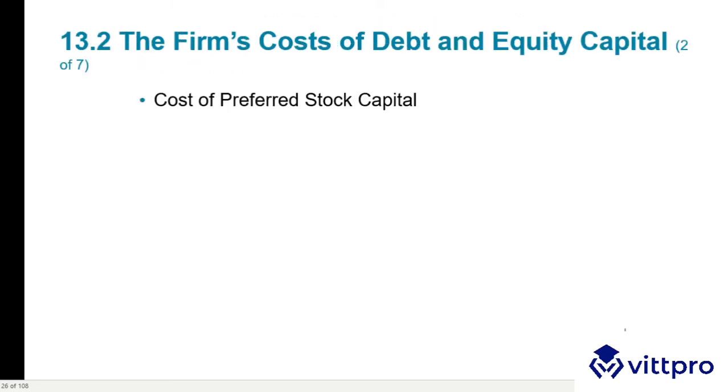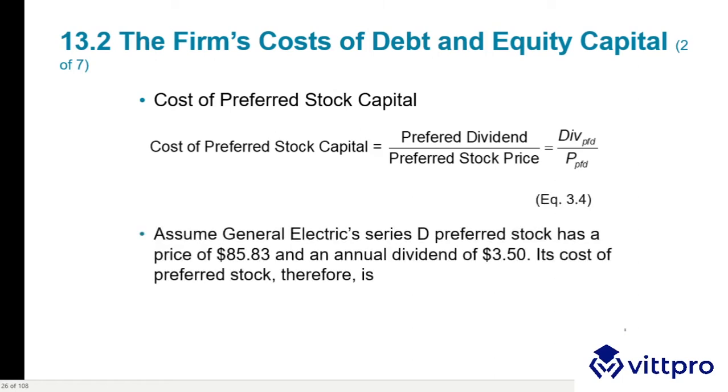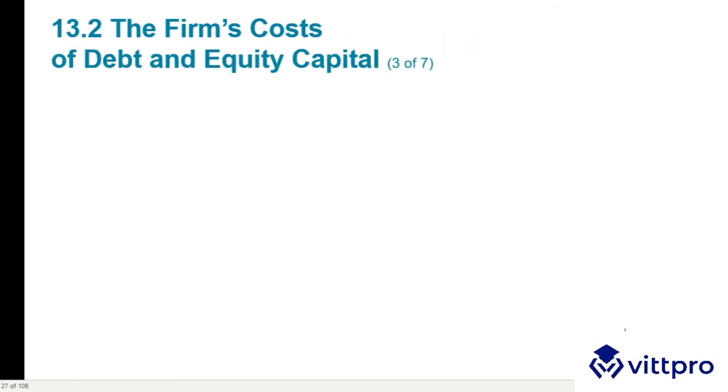Cost of preferred stock capital. Usually the cost of preferred stock capital is also very simple, because you are paying a preferred dividend, a fixed amount of dividend, divided by the stock price. So it's simple, a percentage. Let's say that General Electric Series D preferred stock has a price of $85 and an annual dividend you have to pay of 3.5. So the cost of preferred stock is simply 4.08%.